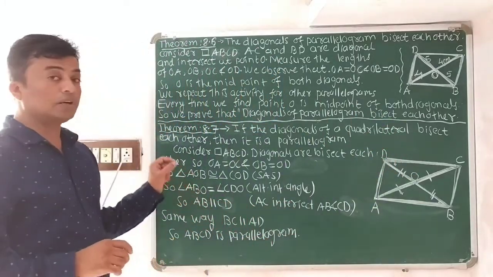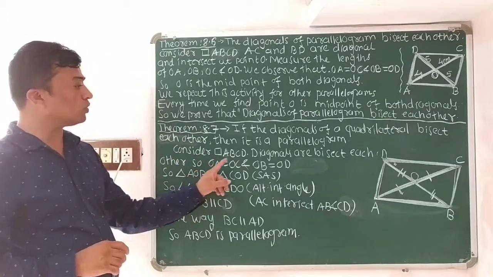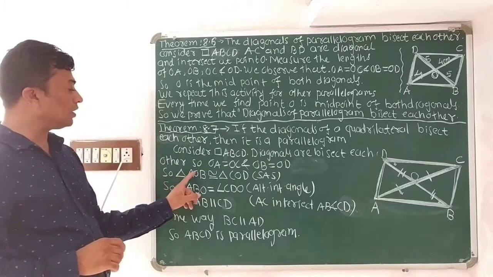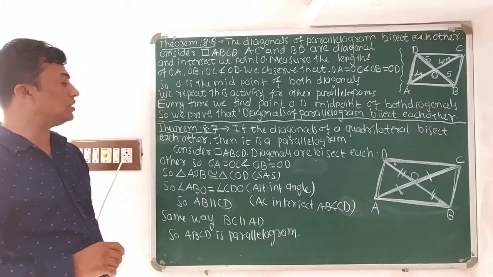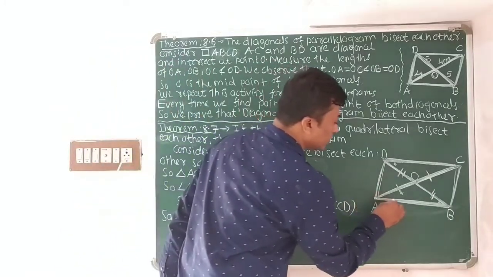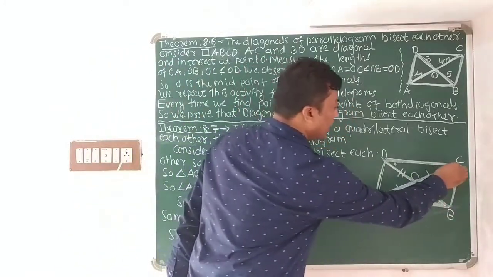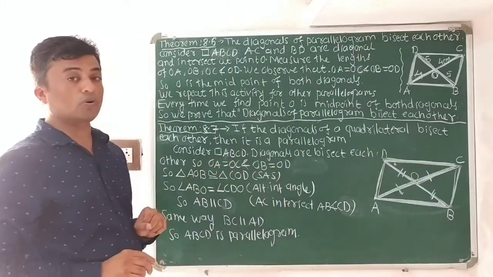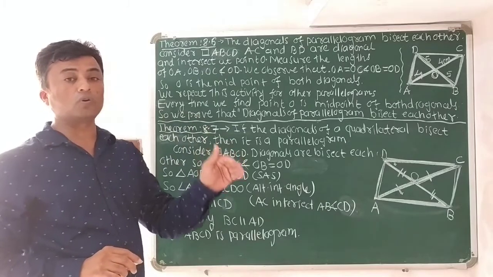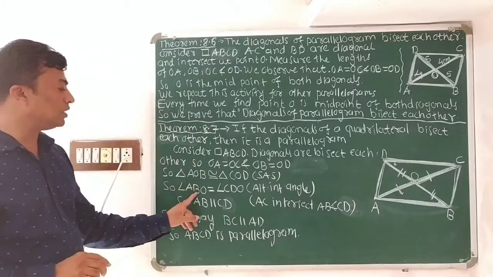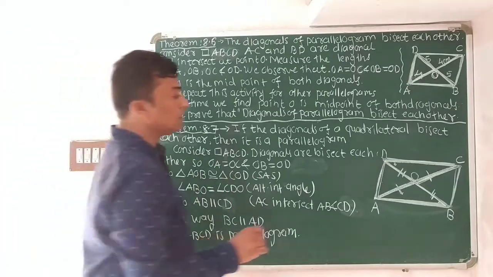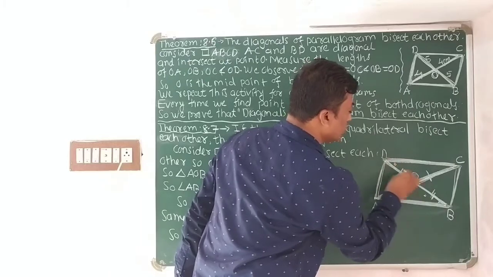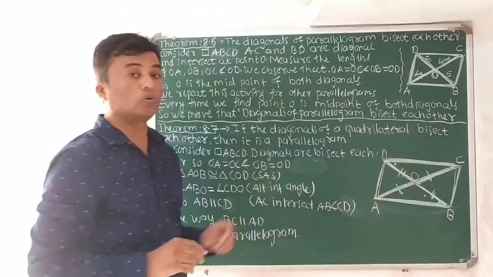See children, here the diagonals bisect each other. So OA is equal to OC and OB is equal to OD. So triangle AOB is congruent to triangle COD by the SAS congruence rule, and both triangles are congruent to each other. So angle ABO is equal to angle CDO. See, angle ABO means this angle and angle CDO means this angle. They are equal to each other.